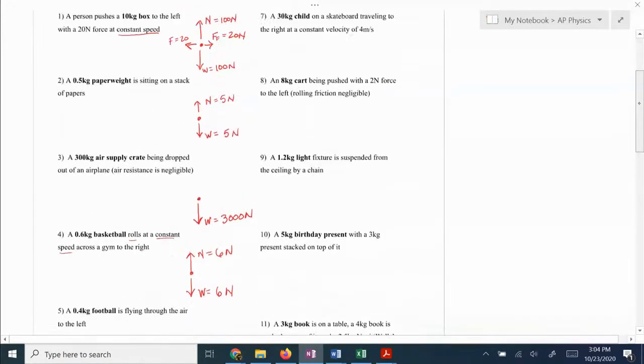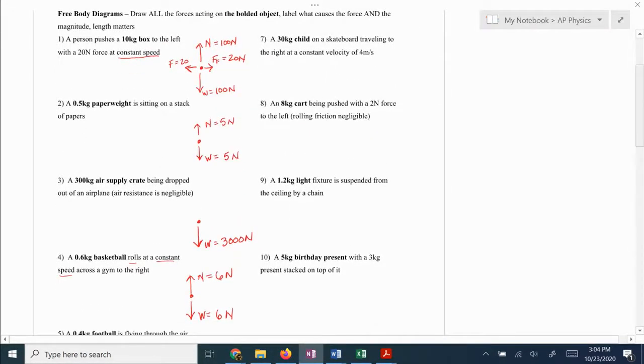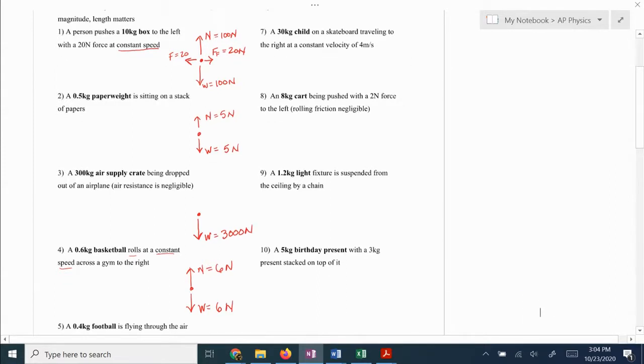So then moving on to the next one, number 7: a 30 kilogram child on a skateboard is traveling to the right at a constant velocity. Constant velocity means that we have balanced forces. The 4 is not important information. It doesn't matter how fast we're going. That's just trying to trick you. So we can ignore that piece of information there.